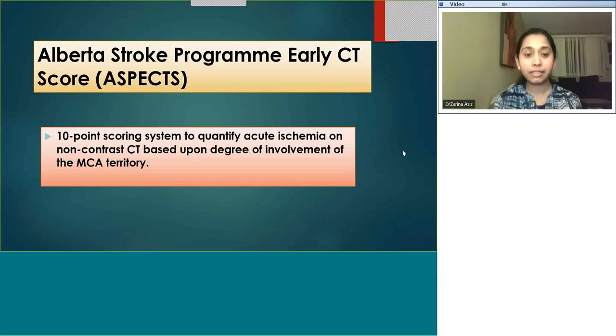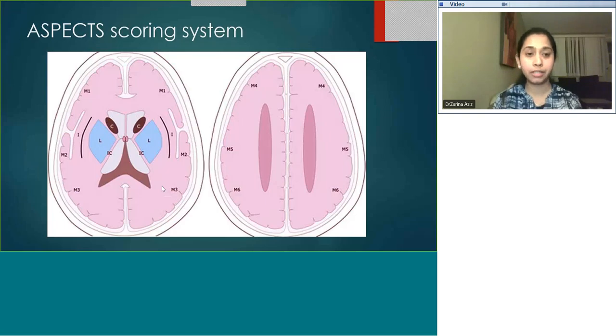An important point which is worth mentioning here is about the ASPECT scoring. That is the Alberta Stroke Program Early CT Score, and this is widely used all over the world for quantification of the extent of stroke. This is a 10-point scoring system to quantify acute ischemia on a non-contrast CT based upon the degree of involvement of the MCA territory. The point to be noted is that it is only for MCA territory and not for any other territory, because it is the commonest cause of acute ischemic stroke.